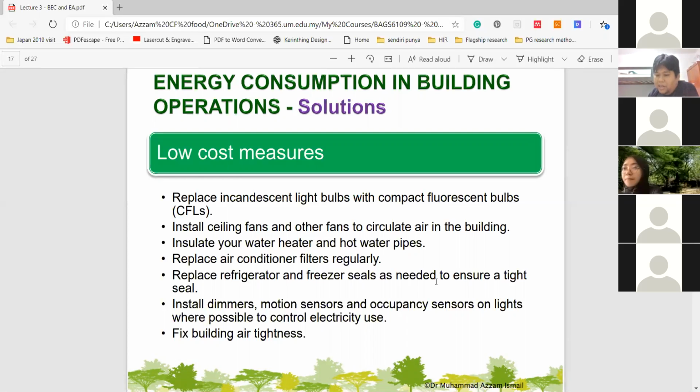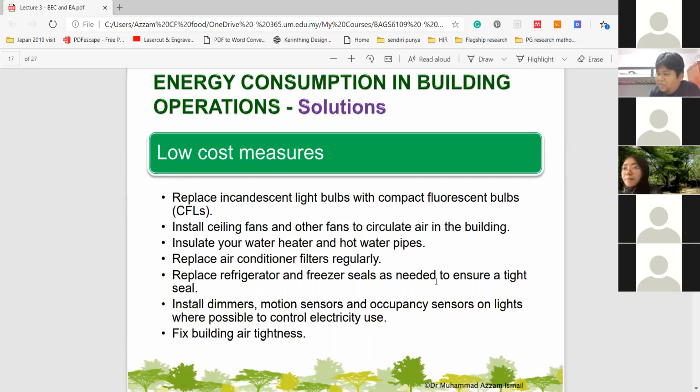And then another low-cost measure is to fix the building air tightness. I mentioned this earlier a few times. What you need to do is simply make sure that your doors and windows are tightly sealed. Okay, so if your windows are ajar, you lose all the cool air, so you're wasting your money. If your doors are not closed, or have a big gap underneath, try to put a towel there, or perhaps buy those plastic strips.